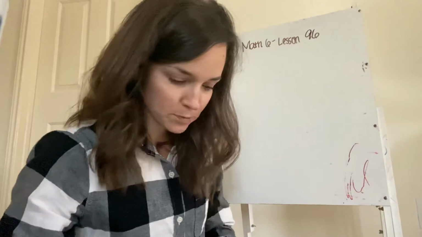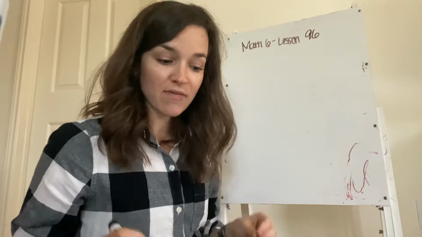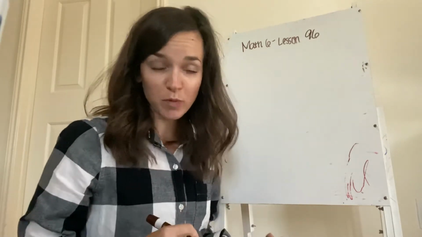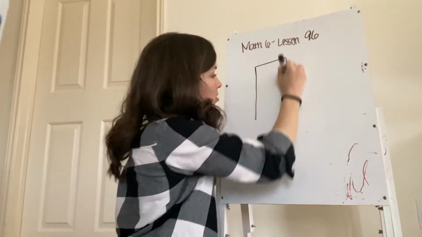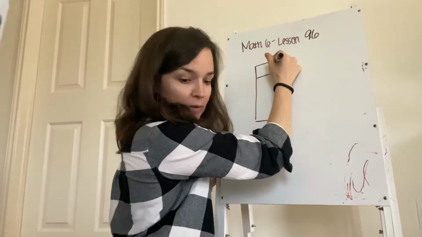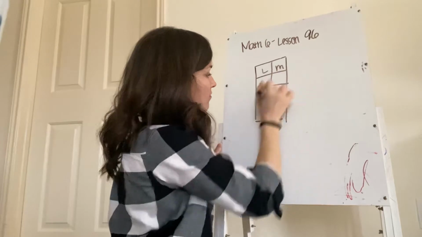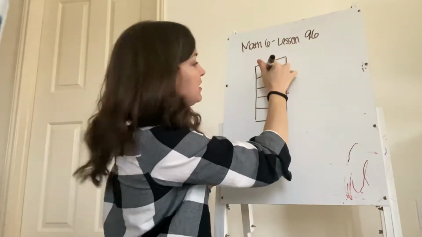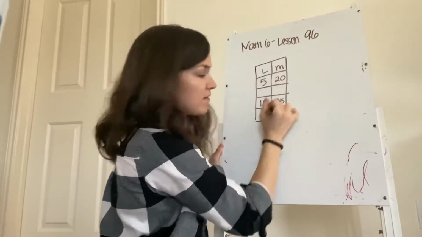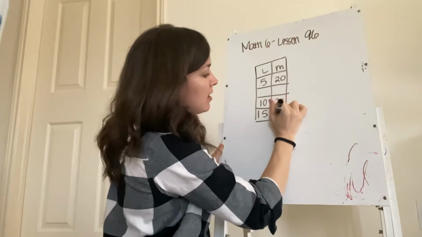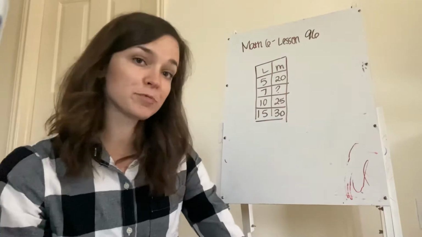Okay, so let's say that we're given a table with a missing value, and we have to find the rule first before we can find the missing value, okay? So that's what we're going to look at here. So if we've got a table, and then our variables are L and M, okay? And we are given 3 complete sets of data. So 5 and 20, 10 and 25, 15 and 30. Then we've got a 7 L value, and we're trying to find its corresponding M value.